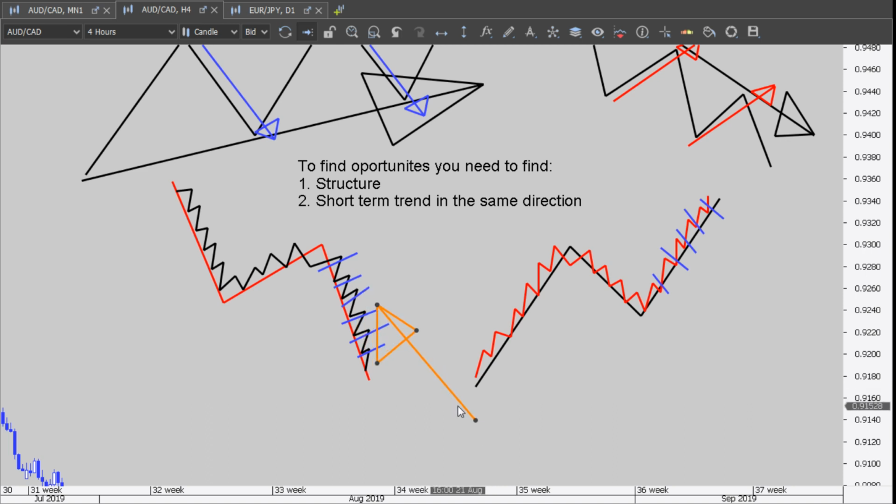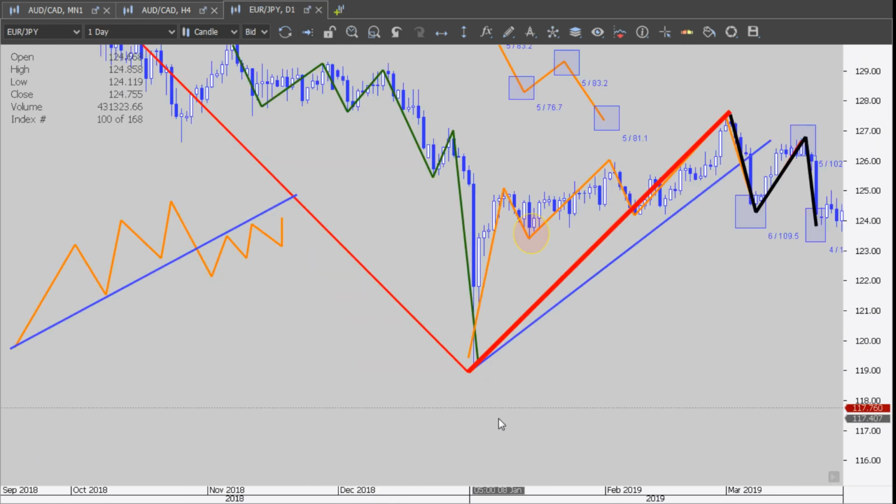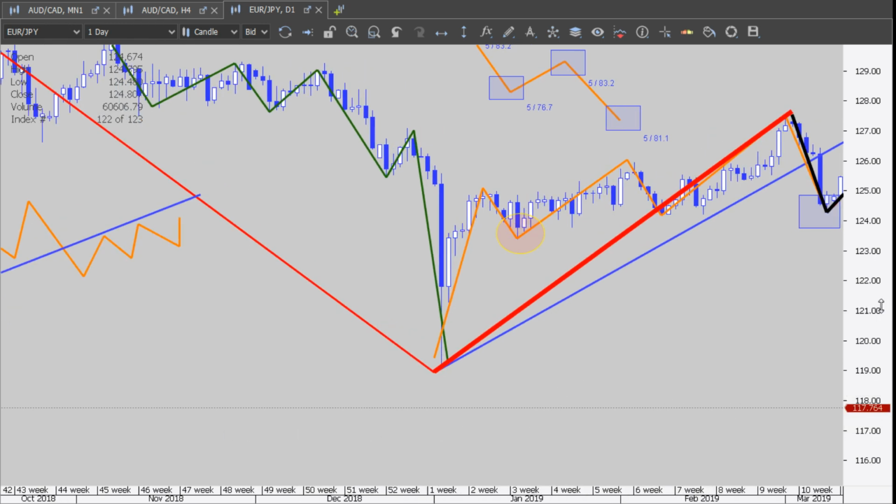Can we say the same on February 10? There is a small up followed by a downtrend. Can we say the same on February 10? February 10, where is February 10? January, February, 5, 6, 7, 8, 9. February 10. Small up followed by a downtrend.